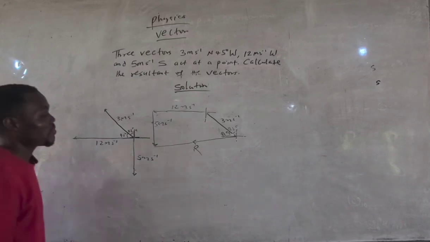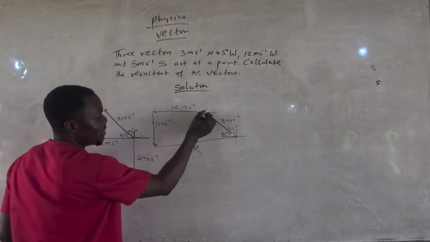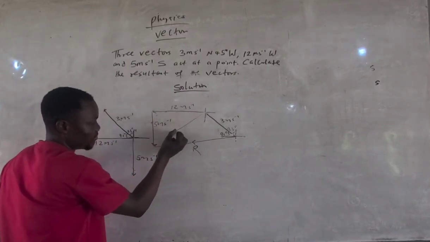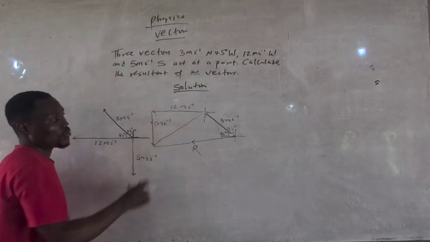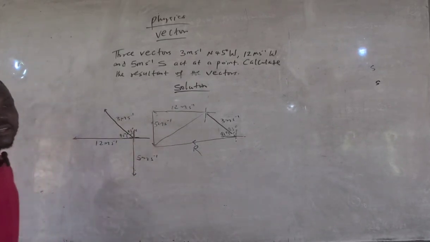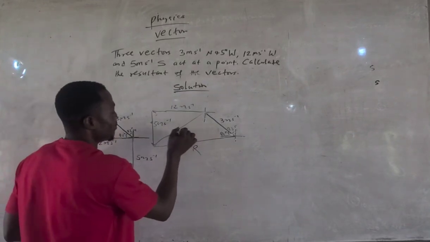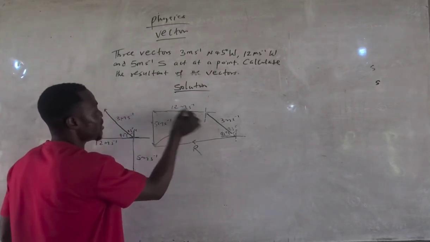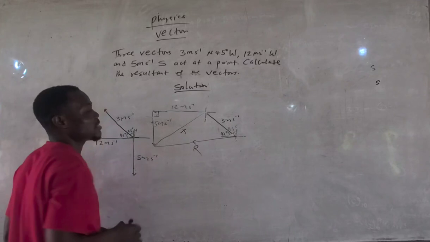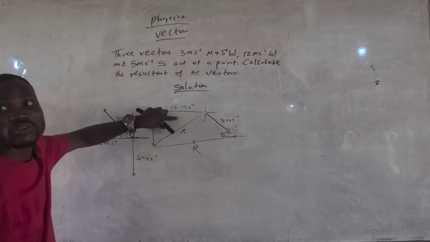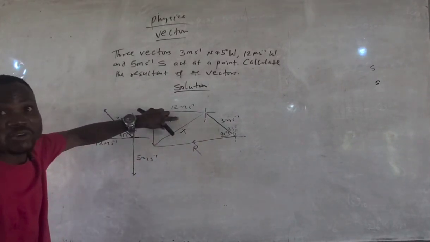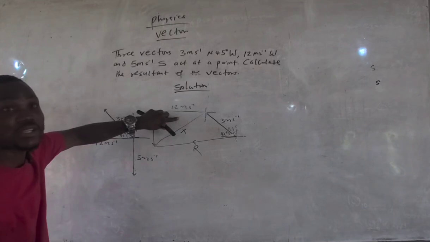But before we do that, we need to join here to here. So I'll have two triangles in this diagram. Let's call this place X. You can see this line and this line are perpendicular. So this is 90 degrees. So this is a right angle triangle. So using Pythagoras theorem, we can find the value of this right angle triangle.